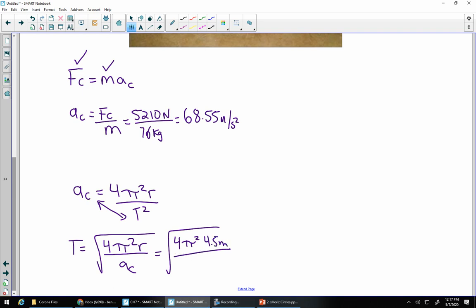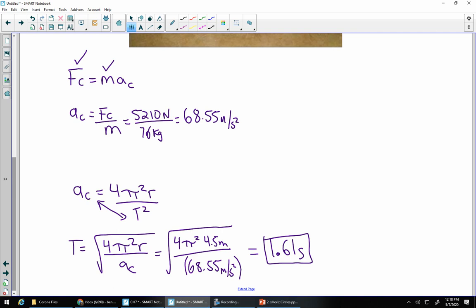And then we're going to divide that by AC, which we just figured out, 68.55 meters per second squared. Remember that meters per second squared is part of the unit, so you don't actually square anything, whereas the pi squared, that's a number being squared, you actually need to square that in your calculator. So again, take a moment, plug that in, and we'll see what the period is for this. Good, good. I'm ending up with 1.61 seconds, including significant digits.